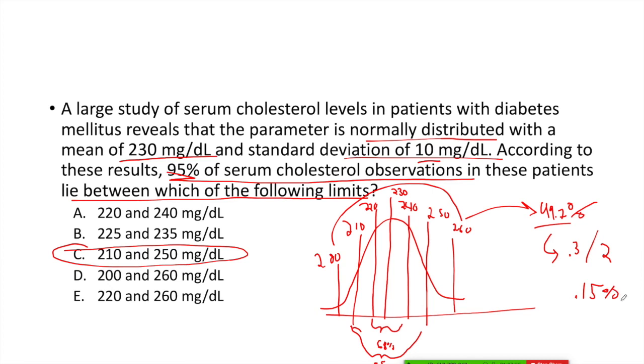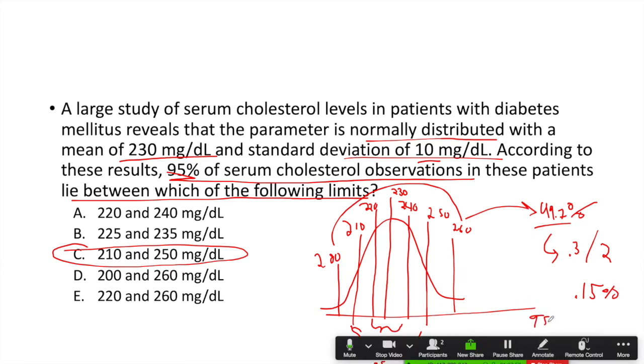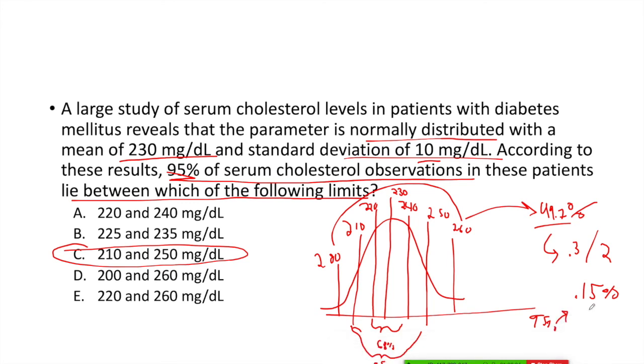If they asked us about our 95% deviation, the only part remaining outside the bell curve is going to be a total of 5%. And so if you just wanted one side of the bell curve, it would be that 5% divided by 2, which would be 2.5% on either side. Okay. Very good.